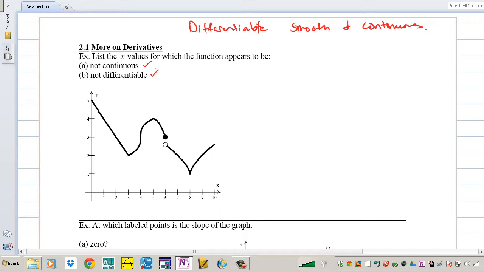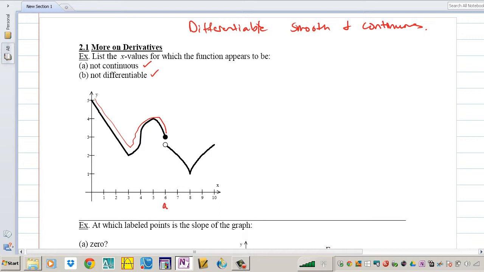Okay, so let's go ahead and list all the values. I'm going to mark an A on the x values that are not continuous. Recall that a continuous function is a function that you can draw without lifting up your pen or your pencil. It seems like at x equals 6 the function is discontinuous, which means not differentiable. Anytime you have a function that's not continuous at a certain point, automatically, that point is not differentiable.